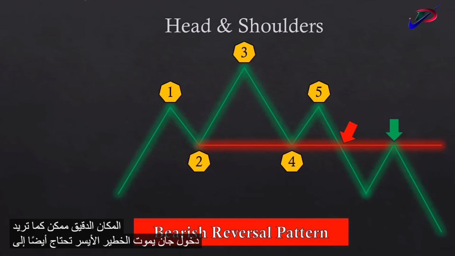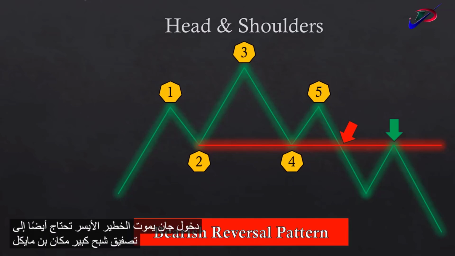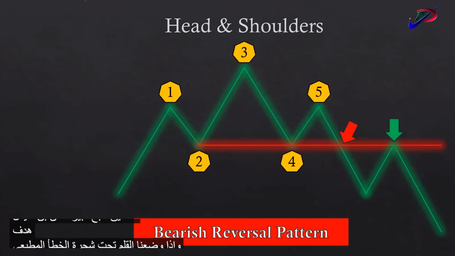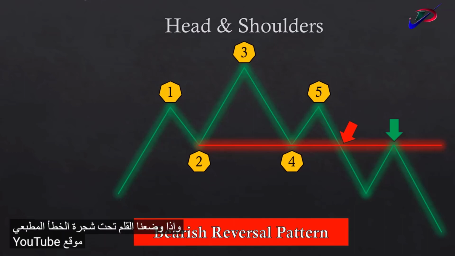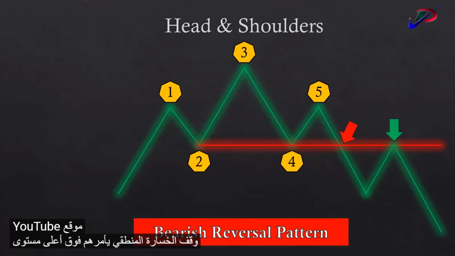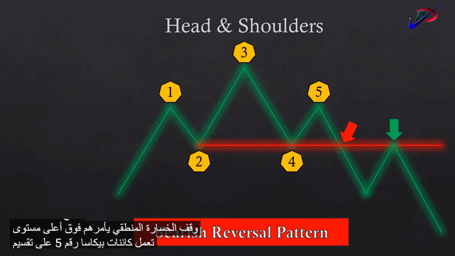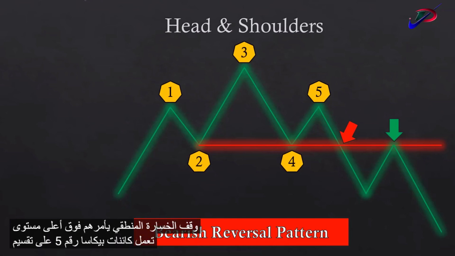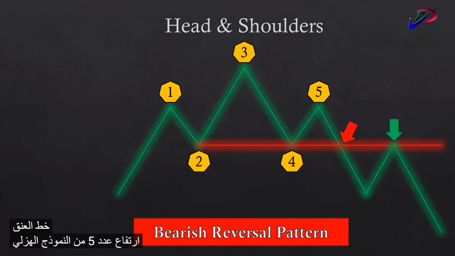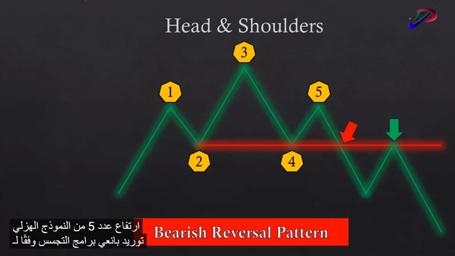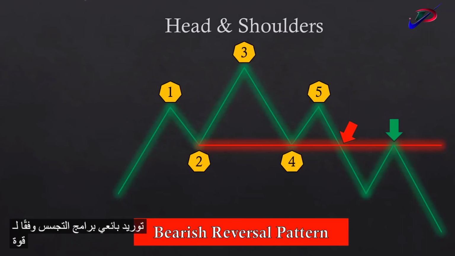Beyond the entry, you also need a logical stop-loss placement and a logical target, and those will depend on the type of entry you choose. The logical stop-loss order is above the high number 5 because as price breaks down the neckline, high number 5 will become a confirmed supply zone or a point where sellers confirm their power.